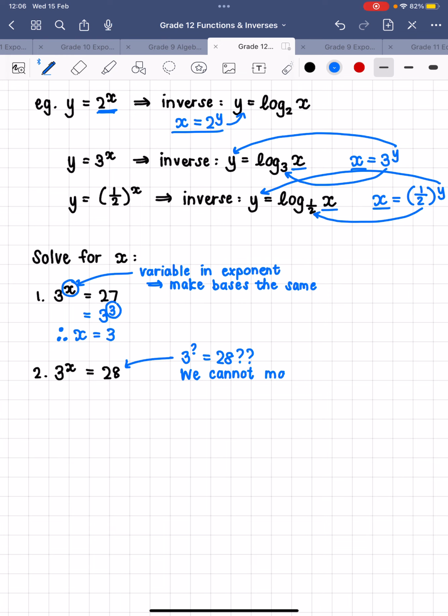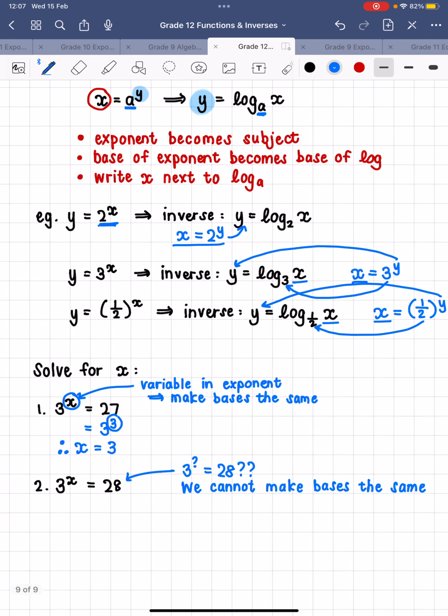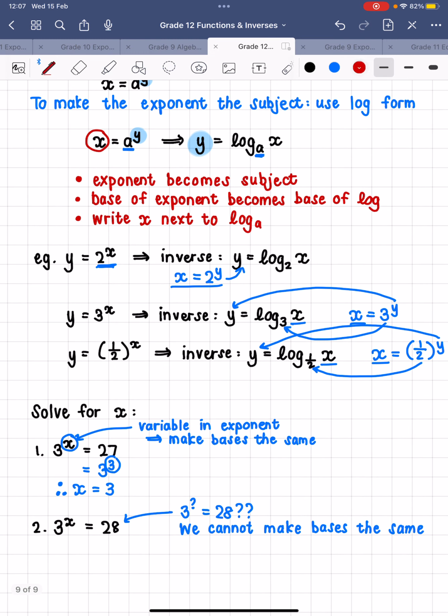We cannot make the bases the same. So we are now going to use logs. We are going to use this rule that we wrote up here, and we are going to rewrite our exponential equation as a log equation, which is going to allow us to solve for that exponent.